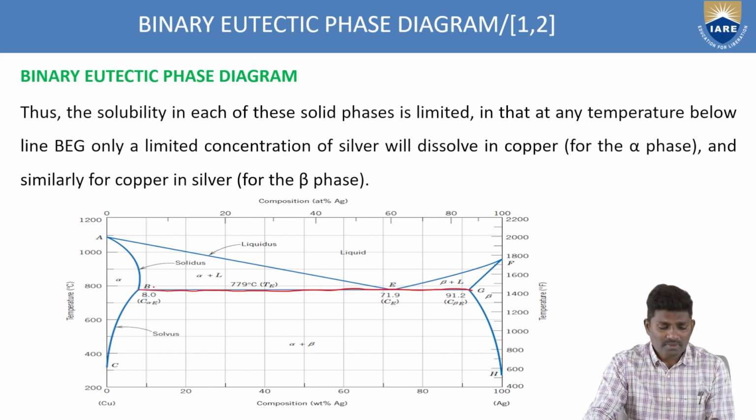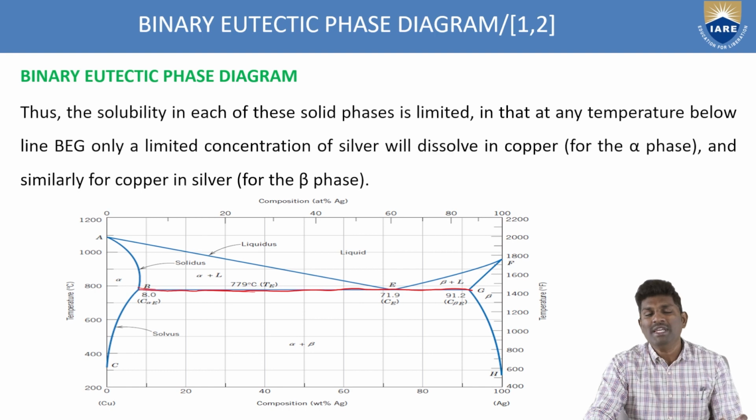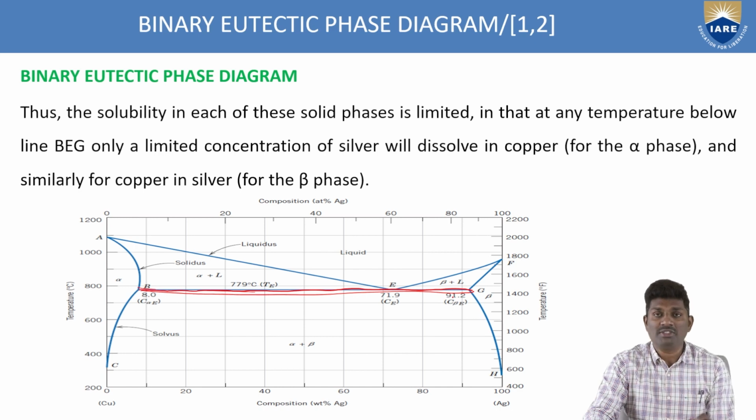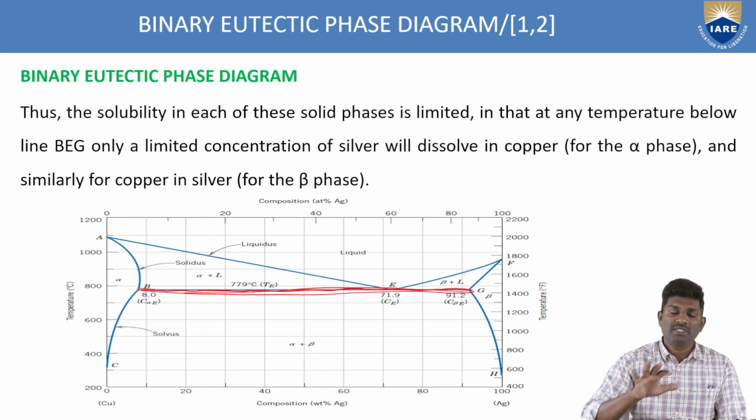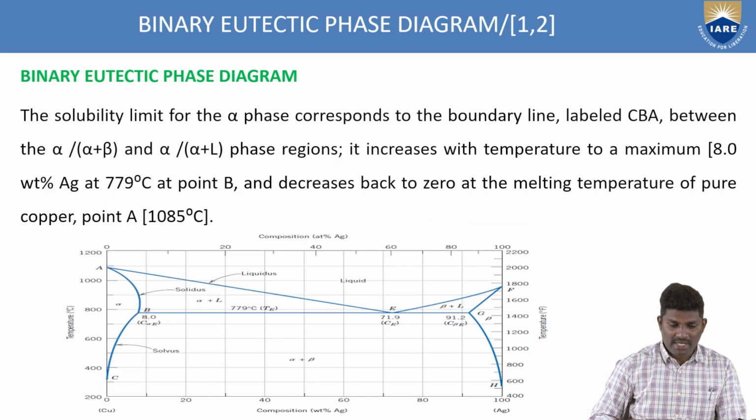So below the line, what is happening? A lesser amount of silver is being dissolved in the copper, and similarly above the BEG line, what is happening? A lesser amount of copper is being dissolved in the silver. So that is the difference you have to know. That's why this is the solubility line, which is called a limited concentration line. From this BEG line we can tell how much silver or how much copper is being dissolved in the other respective element. So this is how you have to identify from these phase diagrams.